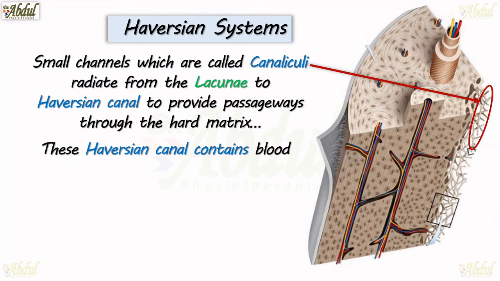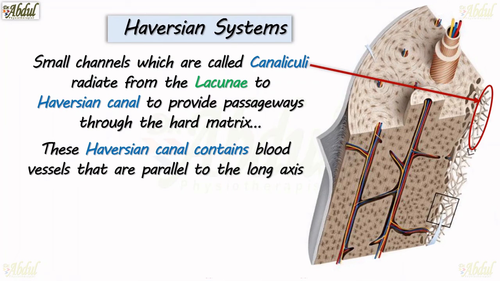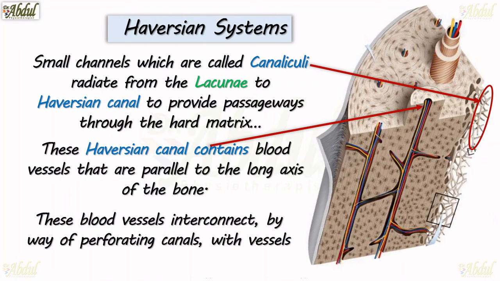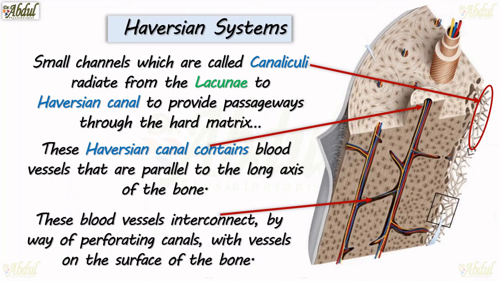The Haversian canal contains blood vessels that are parallel to the long axis of the bone. As you can see here, they contain the blood vessels and nerves. These blood vessels are interconnected by way of perforating canals with the vessels on the surface of the bone. So they are interconnected, and also connected on the surface.